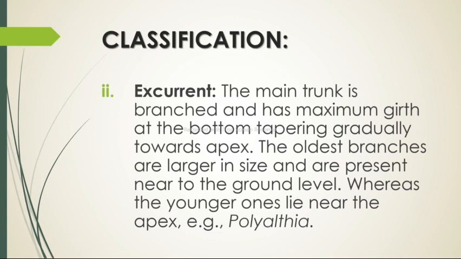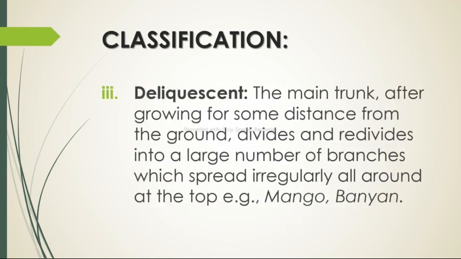Second form of the tree is the excurrent. The main trunk is branched and has maximum girth at the bottom, tapering gradually towards the apex. The oldest branches are larger in size and are present near to the ground level, whereas the younger ones lie near the apex. Example is Polyalthia. Third form of the tree is the deliquescent. The main trunk, after growing for some distance from the ground, divides and redivides into a large number of branches, which spread irregularly all around the top. For example, mango and banyan.